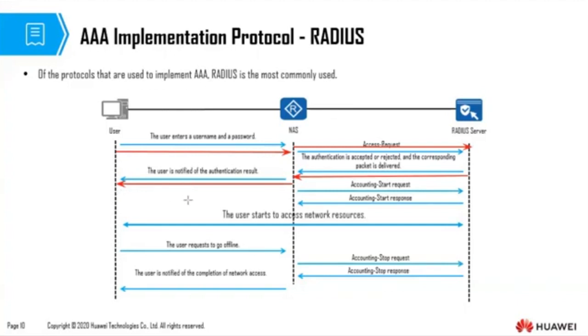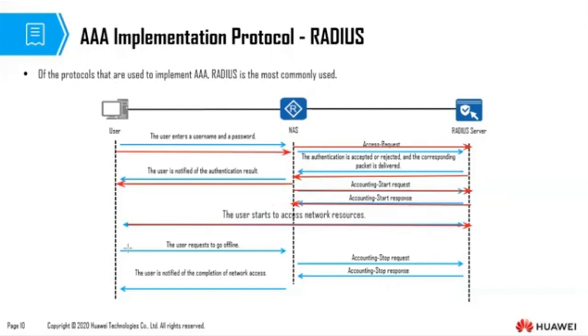Now, in case the login is successful, the NAS is going further to send what we call an accounting start request. Then the Radius server is going to respond with accounting start response. So after the accounting start response has been received, the NAS is now going to allow the user to be able to access the network resources.